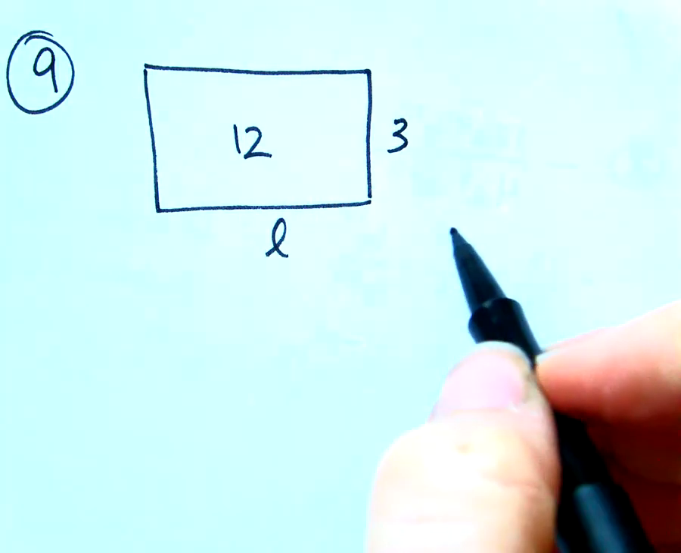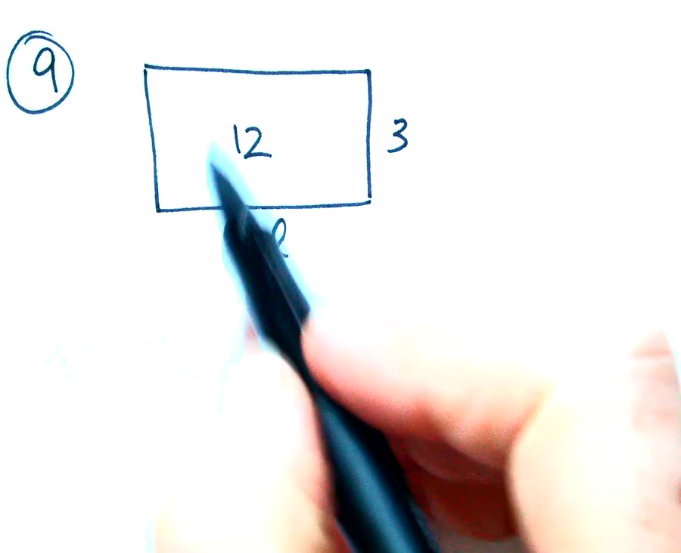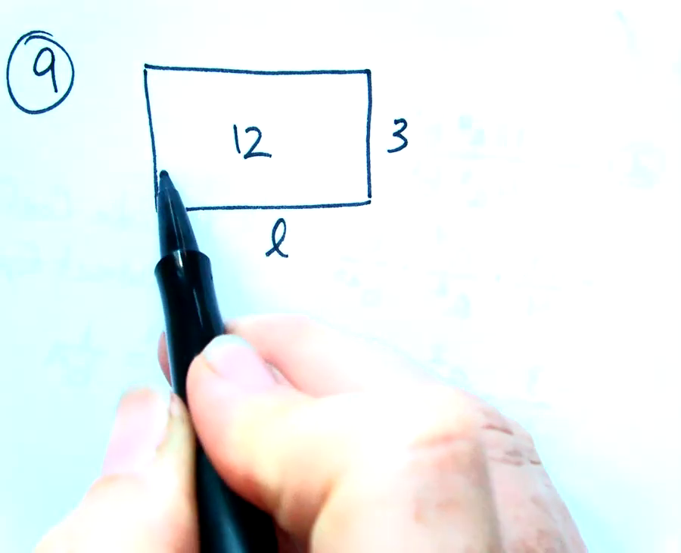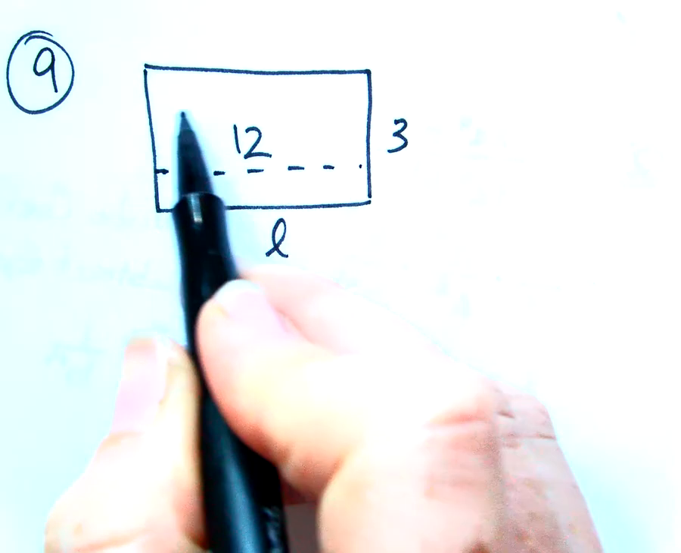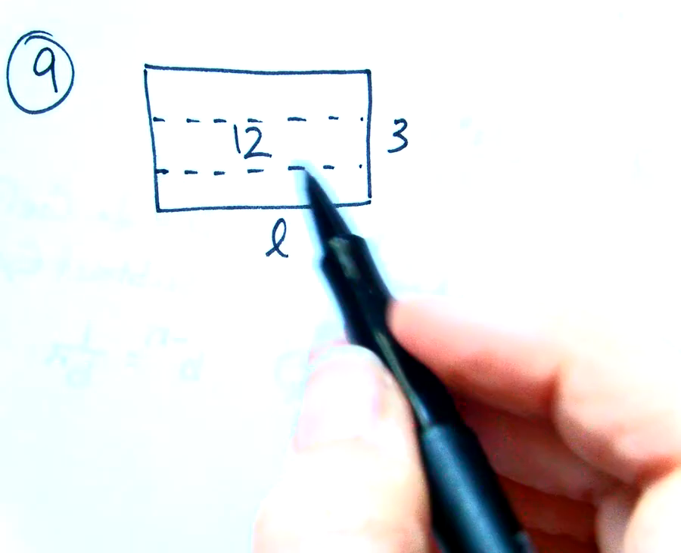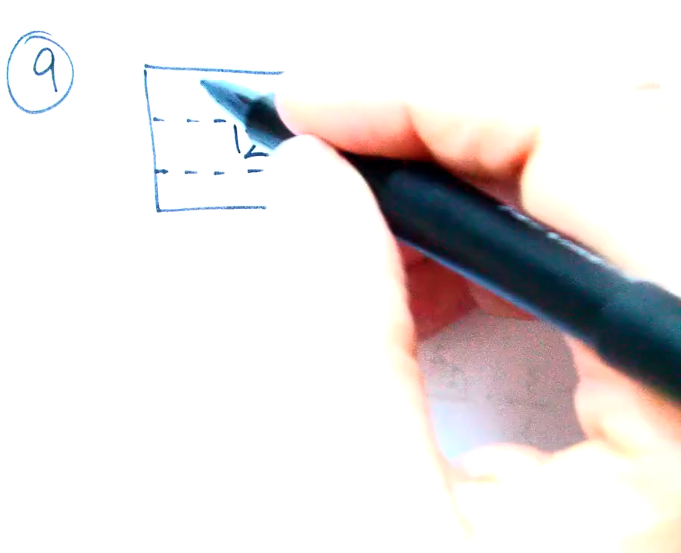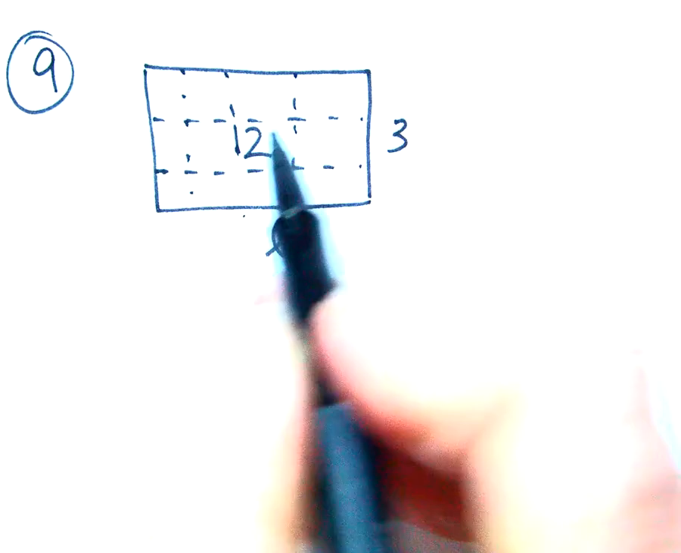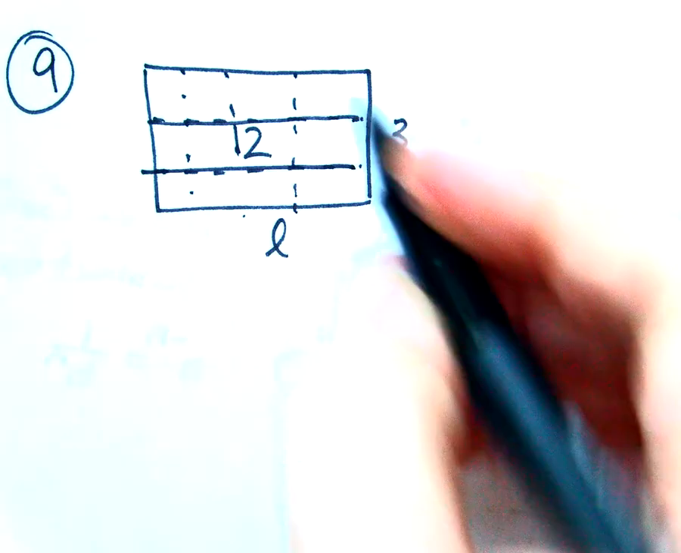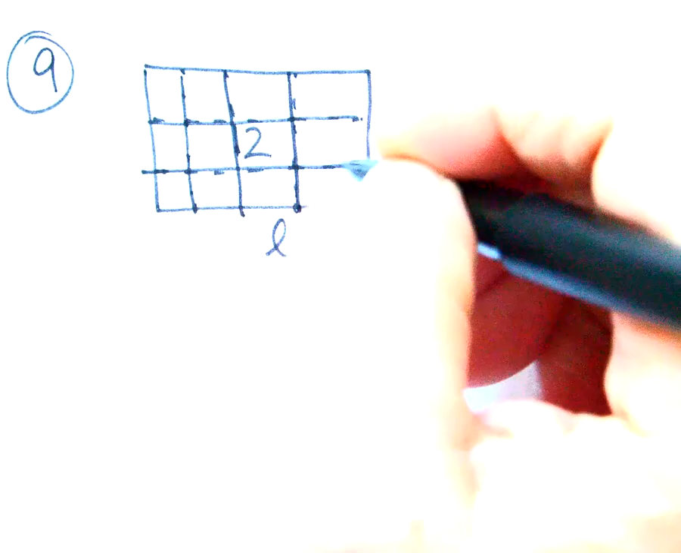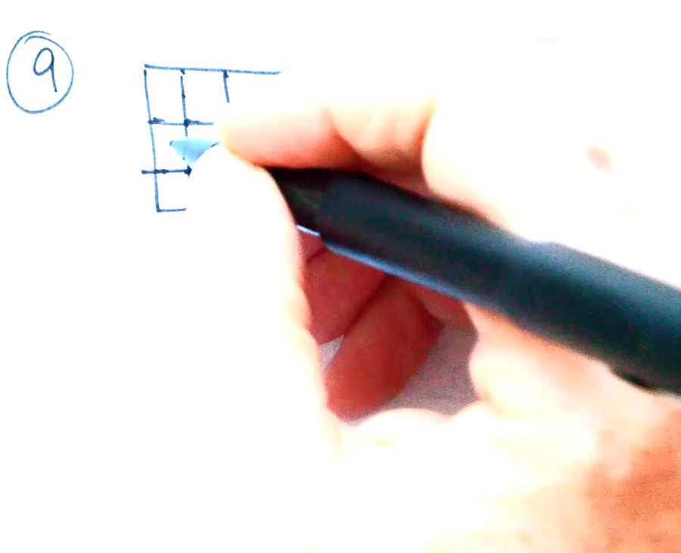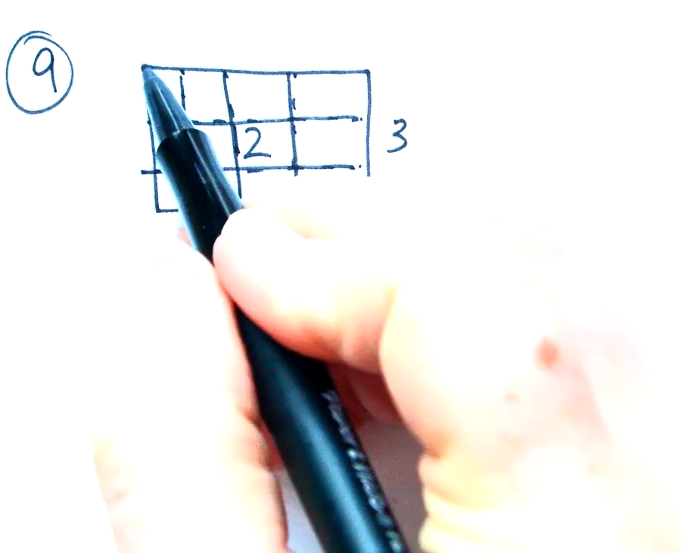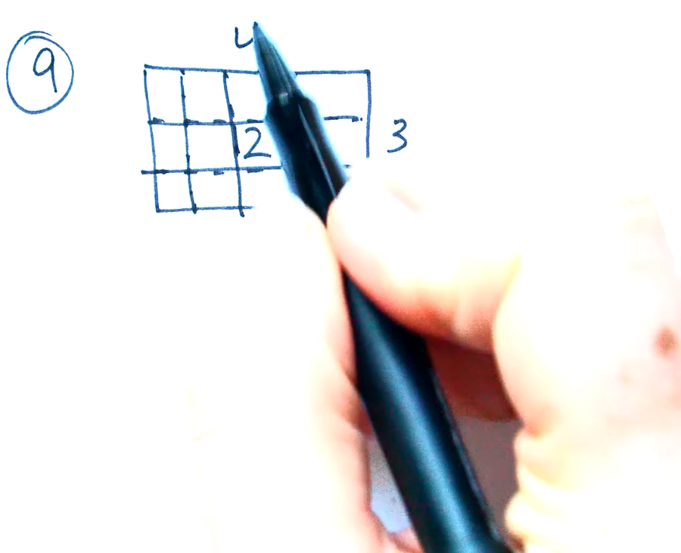Now, guys, that 12 means that I have 12 1-by-1 blocks in here, right? So if I thought about this as 3 inside here, how would I make 12 1-by-1 blocks? Well, I would break this into 4, right? So if I did this, and then I did this, that would be 1, 2, 3, 4, 5, 6, 7, 8, 9, 10, 11, 12, right? So that means the side is 1, 2, 3, 4 long.